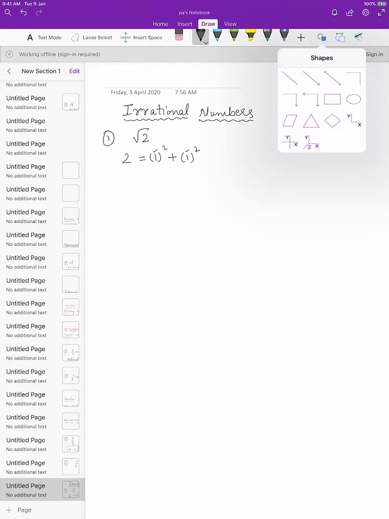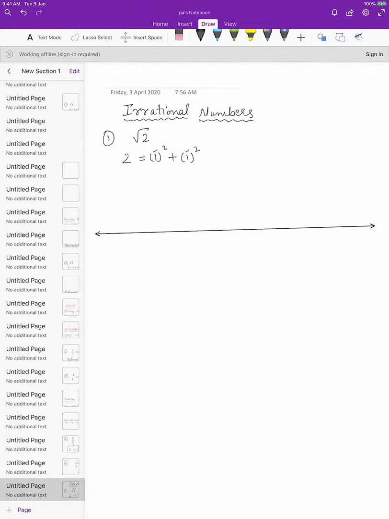So we have to take 1 unit on the number line and 1 unit perpendicular to it. Suppose I mark a point 0 here, and this gives my 1 unit, and similarly I have to make 1 unit perpendicular to this, perpendicular.